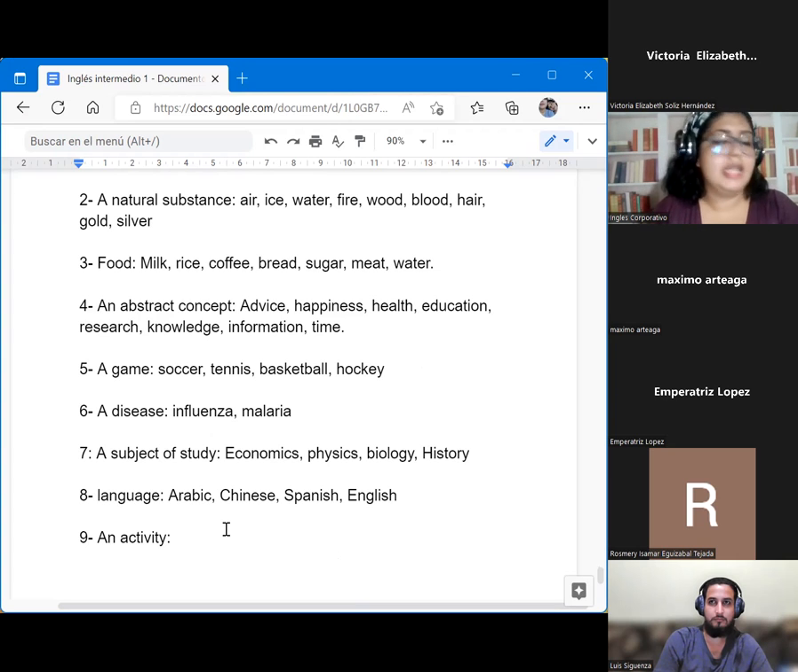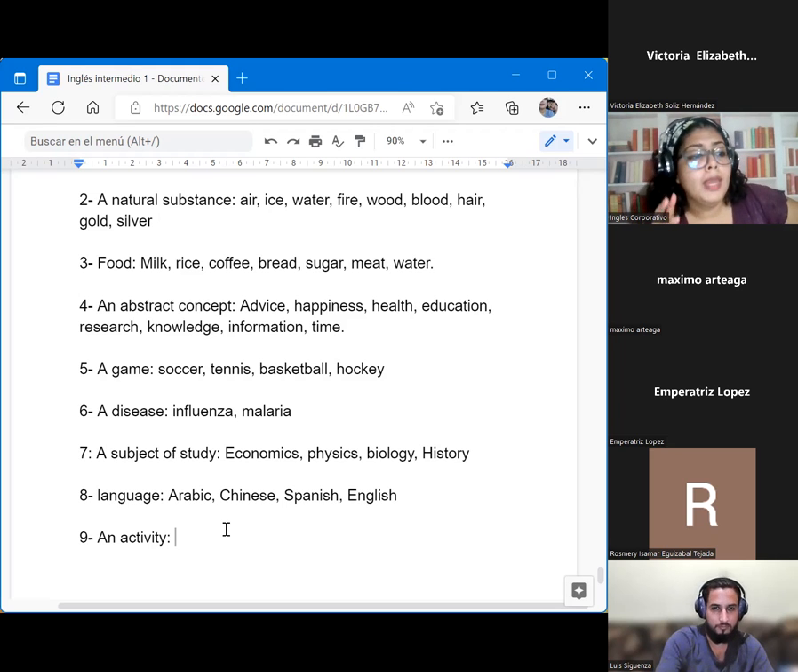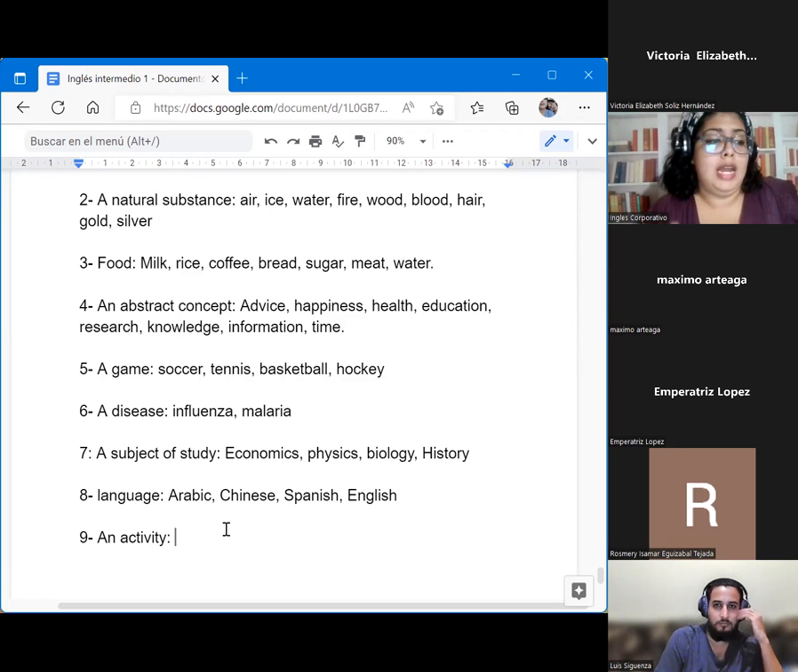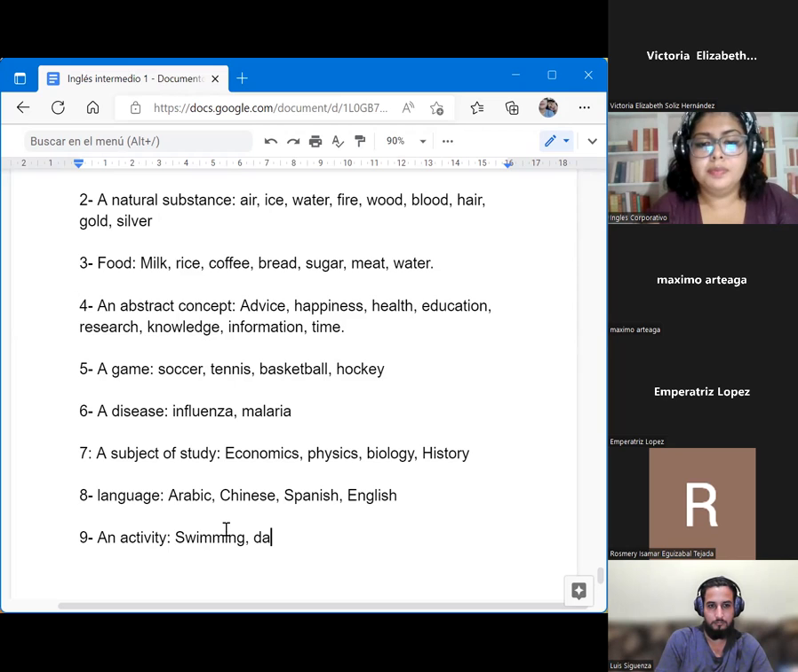And it says, in this case, when we are talking about these kinds of activities, we are going to use the activities that have the ing form. Así que en estas actividades que no son contables, son actividades que nosotros las utilizamos o le agregamos ing al final. And in this case, we have swimming, dancing, reading, smoking, drinking, and studying.